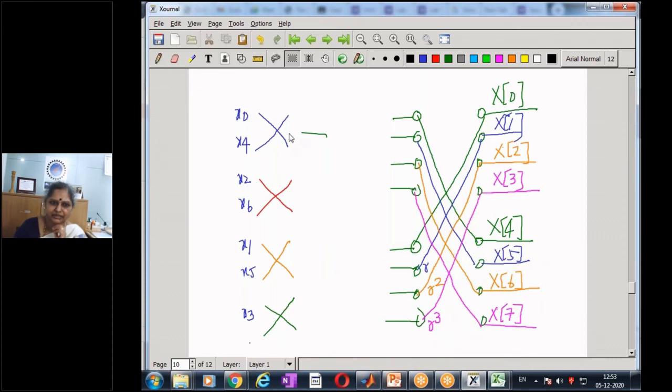So now let us try to complete the diagram. So this is my first stage where I get my 2-point DFTs, and here I have these 4 terms.